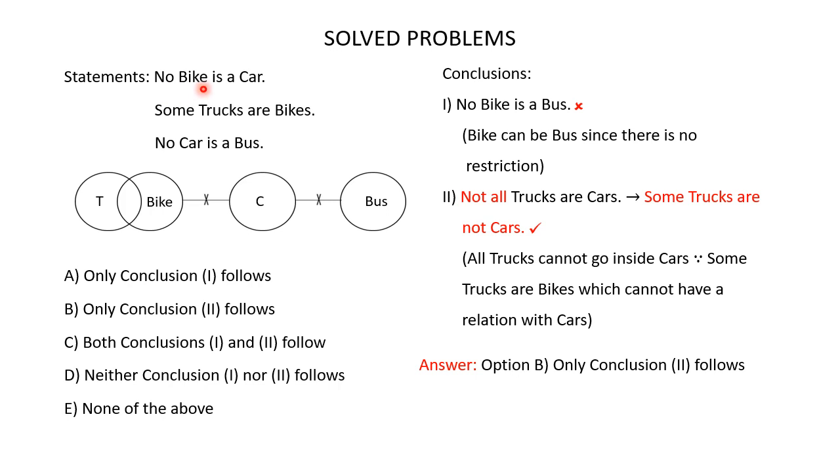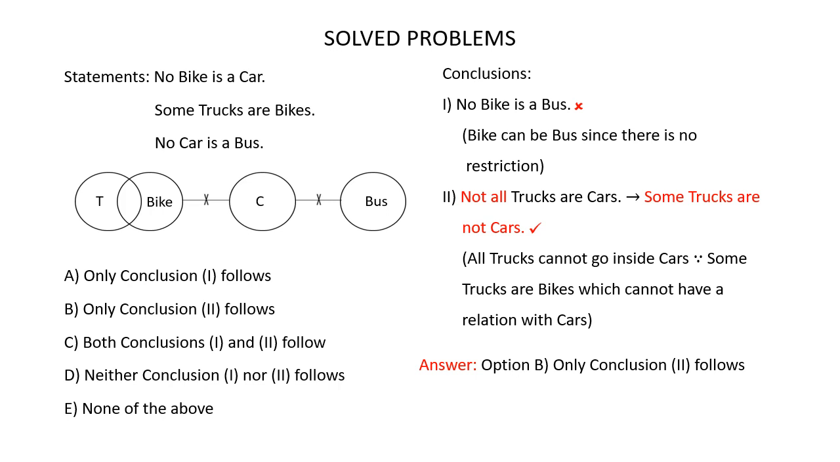No bike is a car. So draw a circle for bike and a circle for car, and draw a line with a cross mark from bike to car to indicate that no bike is a car. Some trucks are bikes. So there has to be a partial overlap between trucks and bike in the Venn diagram. No car is a bus. So draw a circle for bus and draw a line with a cross mark from car to bus to indicate that no car is a bus. Now this is the basic Venn diagram for the given statements.